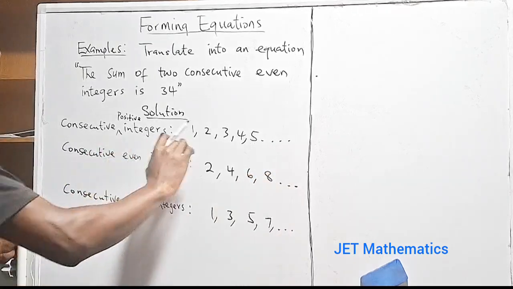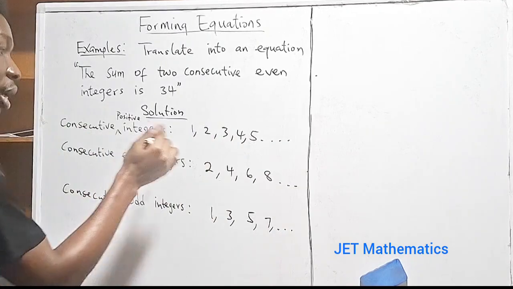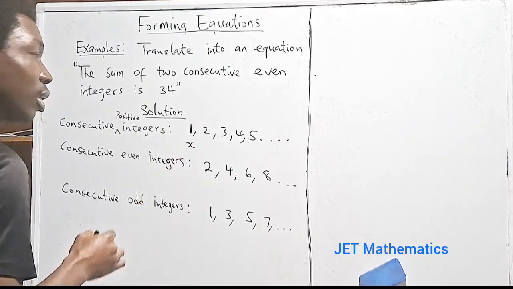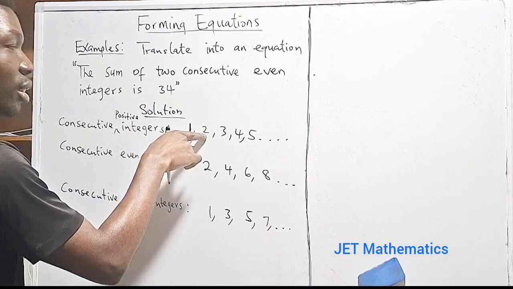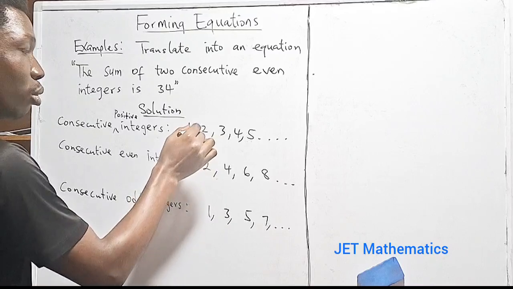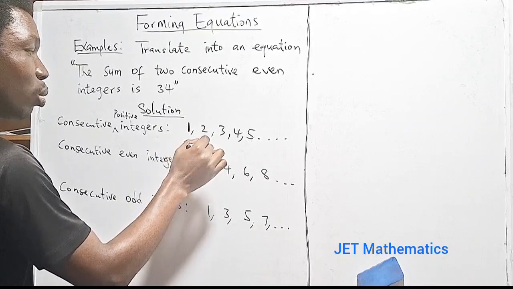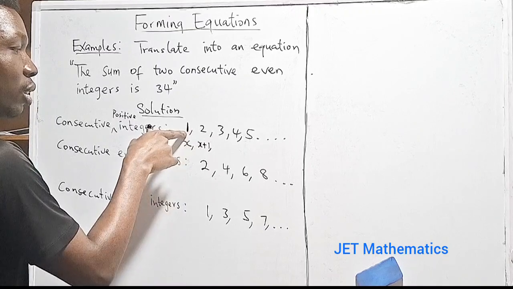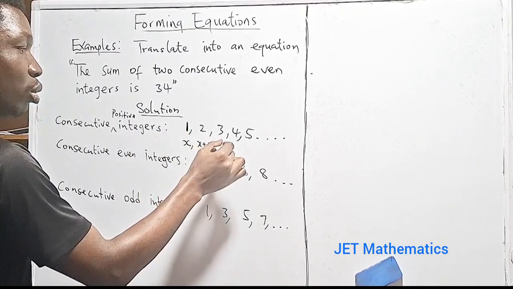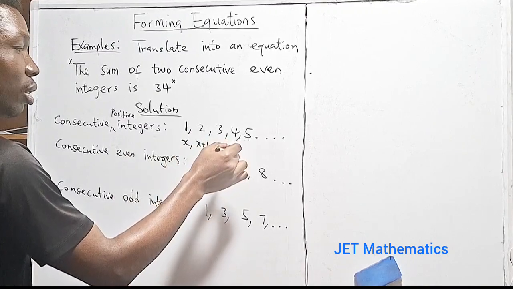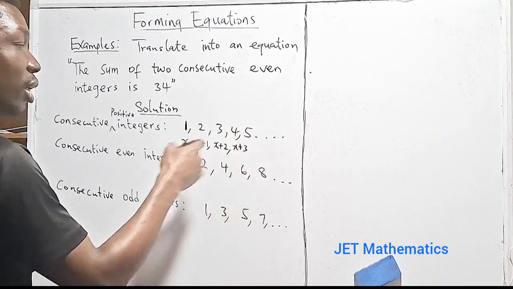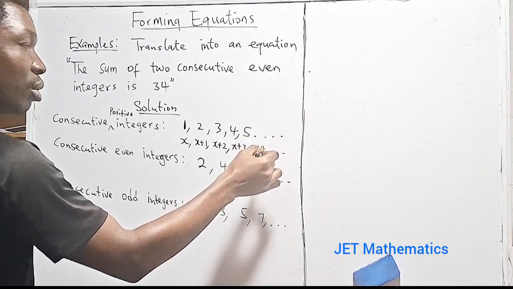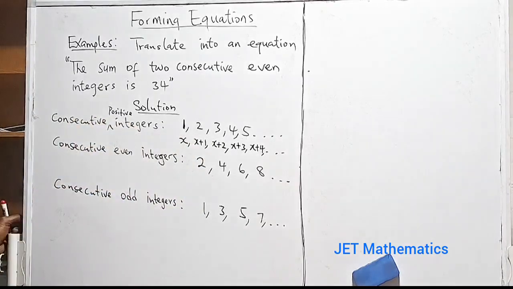All right, let's see the pattern at which these integers flow. Now, assuming this first integer we don't know, let's call it x, then you discover that this increases by 1, and so the next one becomes x plus 1. Then it increases again by 1, but in relation with the first, it increases by 2. So the next one becomes x plus 2, and so on. This one becomes x plus 3, and this becomes x plus 4, and so on. So this is just for consecutive integers.